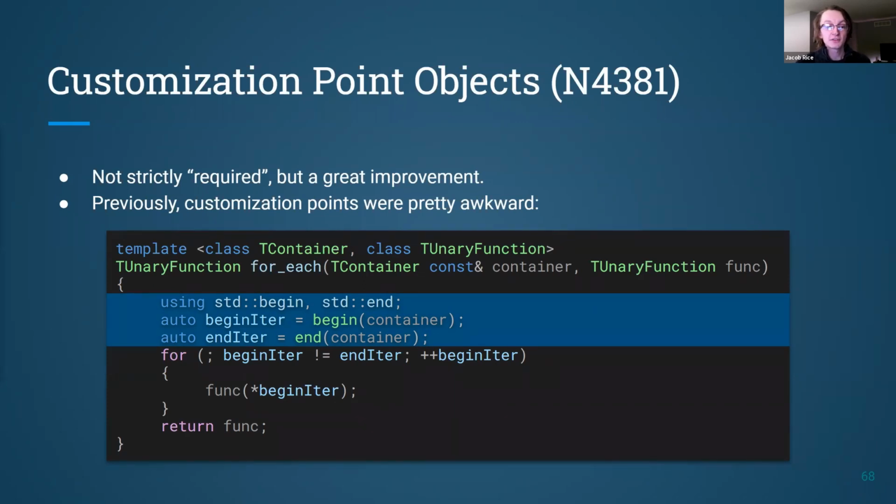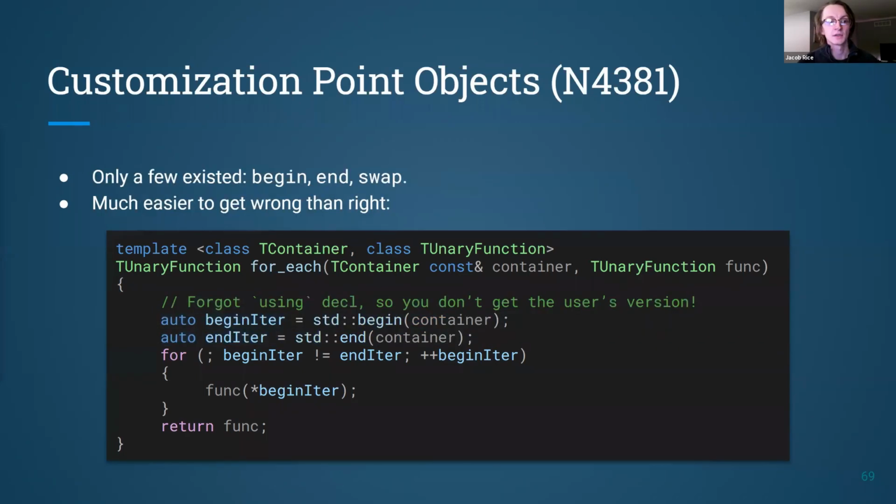But this is especially important for swap, because if you defined your own version of swap for your object, then you want that version to be used. You can't use the standard swap. So they're a pain to use. There were only a couple of them. There were things like std hash, which are customization, but they're an explicit specialization of a template, right? So I think these are the only three that I could think of, which were customization points. They were much easier to get wrong than to get right.